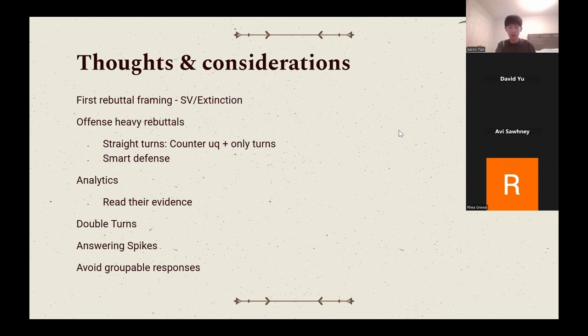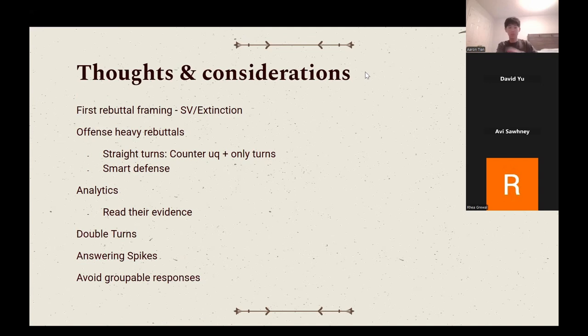These are arguments you're making against your opponent's contentions, where the only things you're doing is one, reading counter uniqueness, and two, reading only turns. The reason this is important is that if you read a defensive response but also read a turn, then in most cases, not all, if they concede the defense, this will in some way be able to take out the turn.